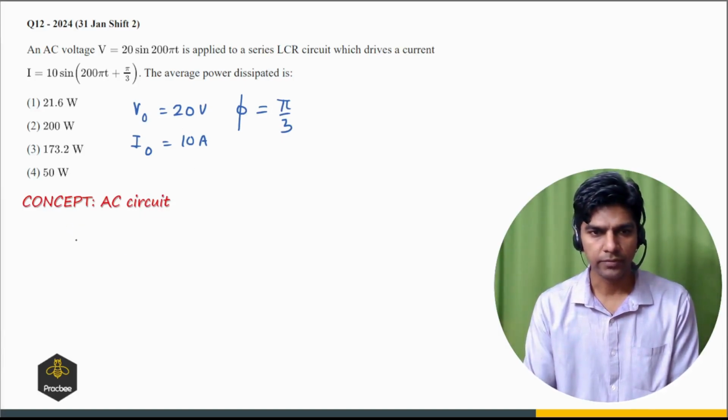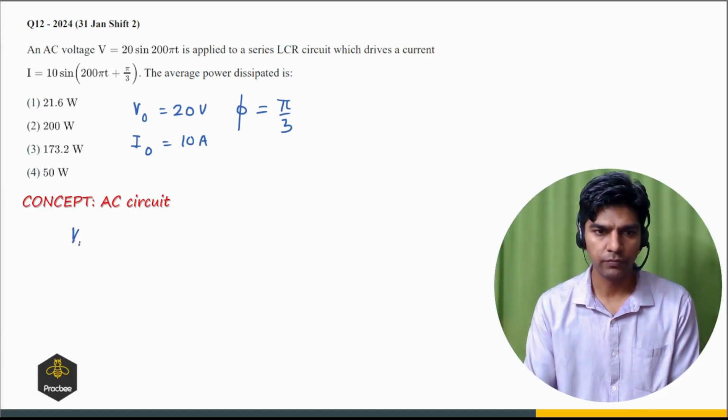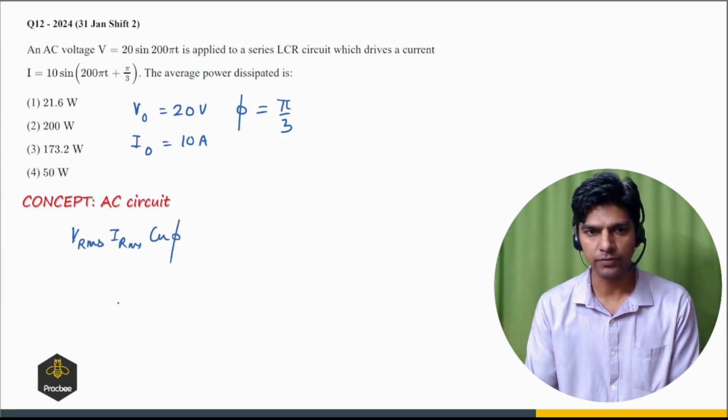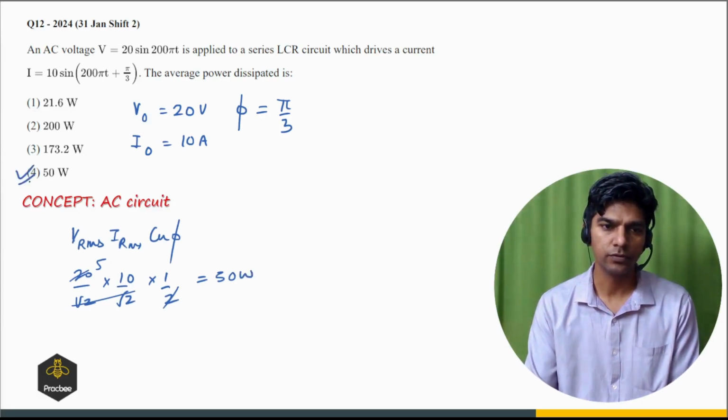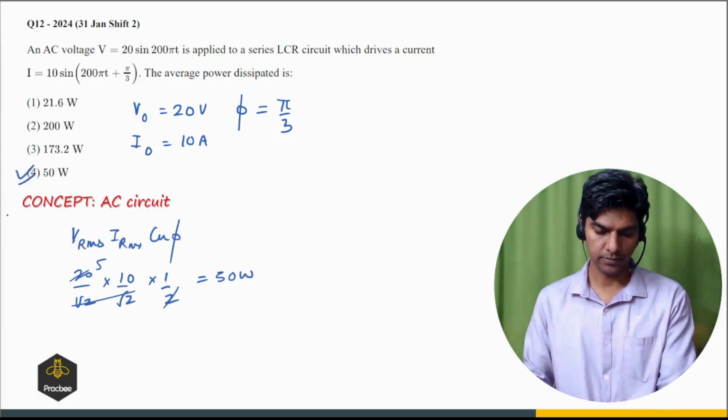So we can use this formula: VRMS times IRMS times cos phi will give us the average power dissipation. So this will be 20 by root 2, times IRMS which is 10 by root 2, times cos pi by 3, which is 1 by 2. So this will give us 50 watt, right? So option 4 is the right answer.